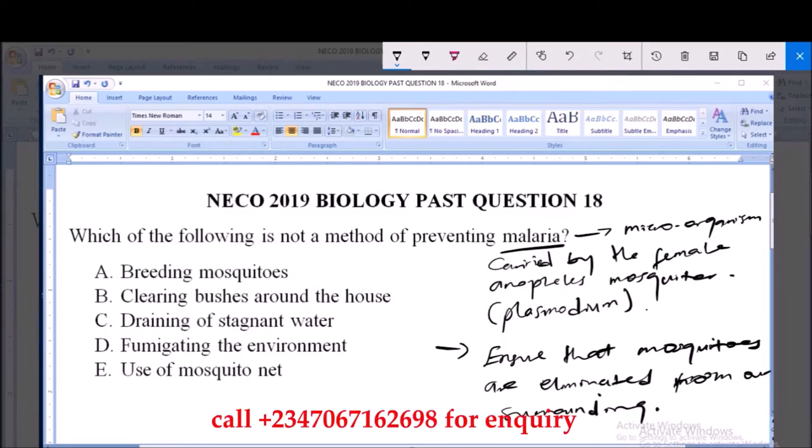Now, option A says breeding mosquito. Breeding mosquito simply means cultivating mosquito, and cultivating mosquito will not prevent malaria. So breeding of mosquitoes will not prevent malaria because it will only increase its prevalence in our surroundings.